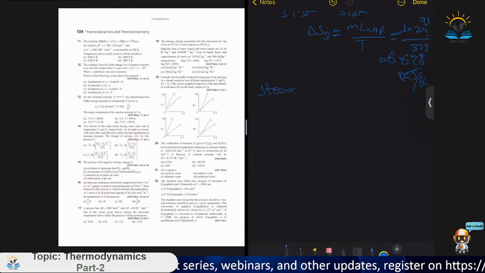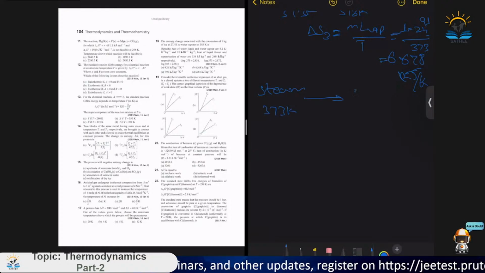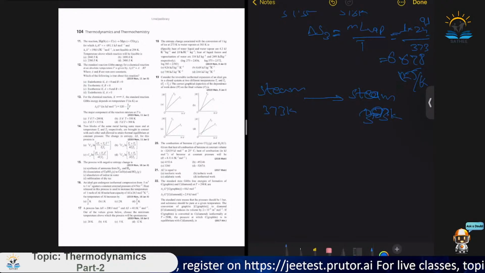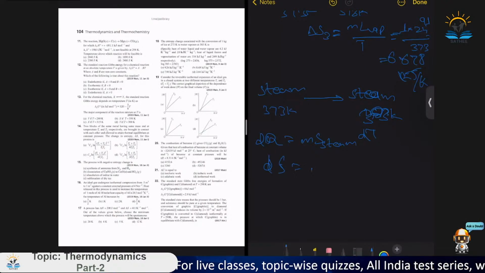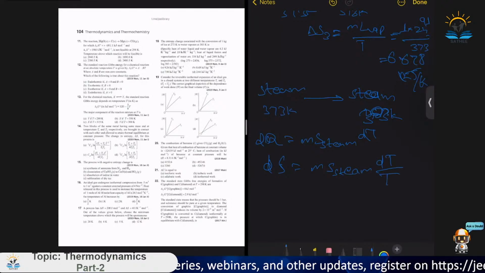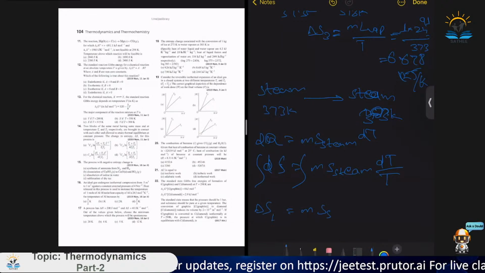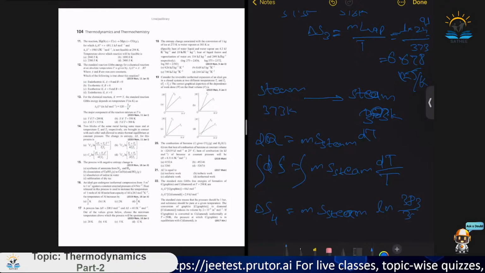Your process 4 is steam at 373 Kelvin to steam at 383 Kelvin. As before, your dq is ms steam dt, so ds is ms dt by T. Here, your s steam is your specific heat, whereas your ds is entropy. The left side is entropy, the right side is specific heat, if you're confused about it. Integrating again, your delta S step 4 is ms steam ln 383 by 373.